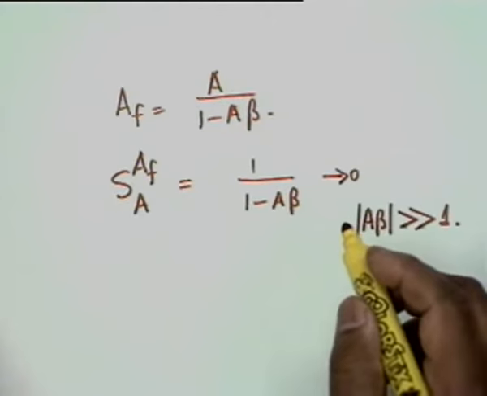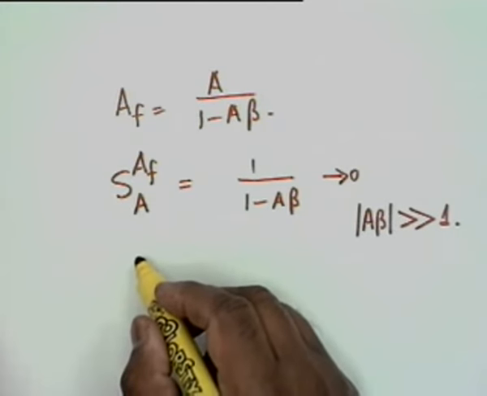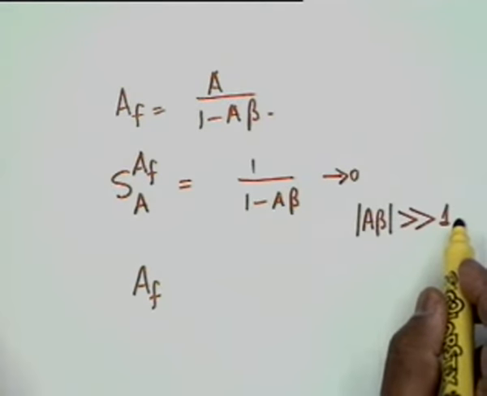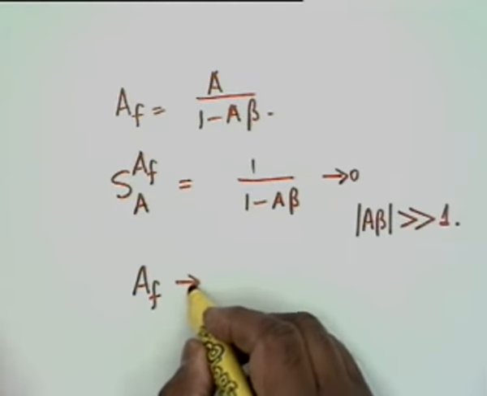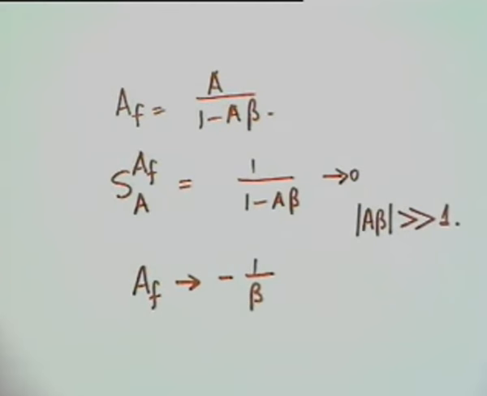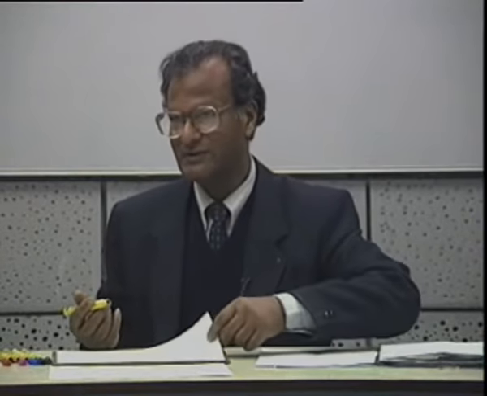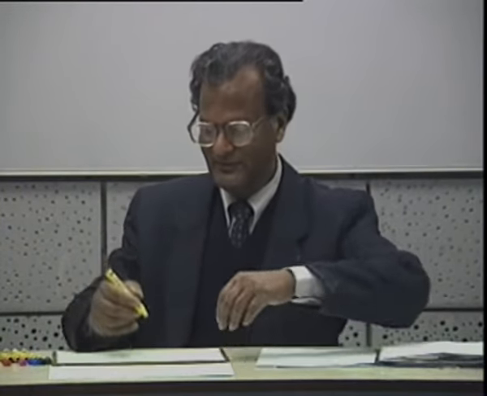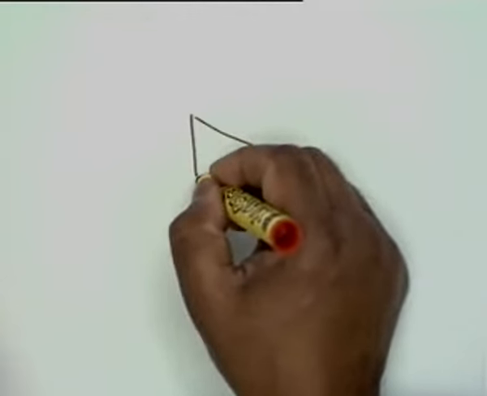Under this condition, obviously AF, if A beta is very large compared to unity, tends to minus 1 over beta. That is, the feedback gain is controlled by the beta network only. It is not affected by the gain of the internal or the basic amplifier. And many manifestations of this you have already seen. One of them, for example, is in this operational amplifier.